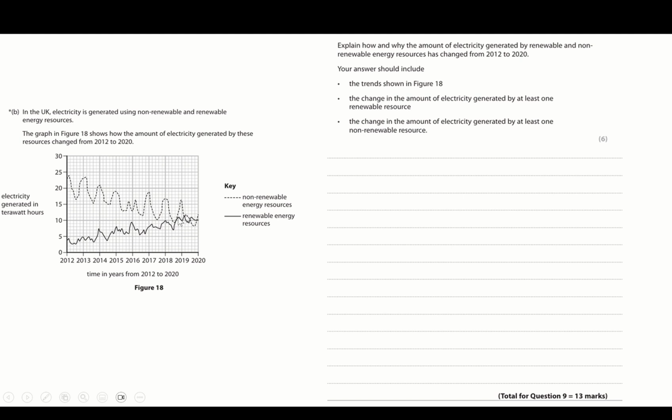The only other thing I've then got to do is use the numbers. So you can see here, and they're roughly the same from about 2019 onwards. And then I can say it's going to decrease from around 24 terawatts to 12-ish. This one's going to move from 4 to 10, and then I can just talk about that change. So it looks horrible. Loads of people left it blank. It's actually quite a nice question.